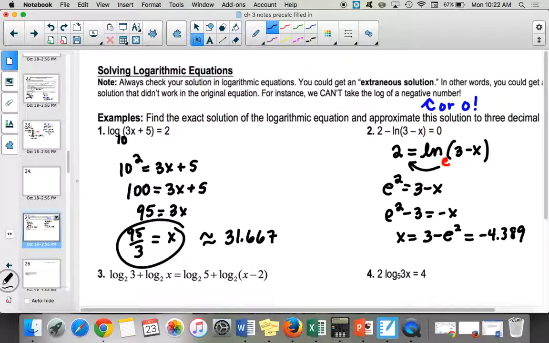But in this case, if I check, I'm plugging into 3 minus x, natural log of 3 minus x. So if I have 3 minus a negative number, is that okay? Yeah, it's okay. I have the natural log of a positive number now. So this actually works out. So that's our answer.